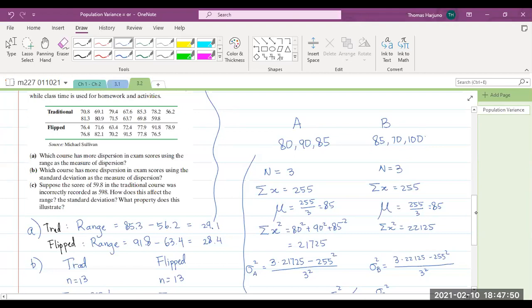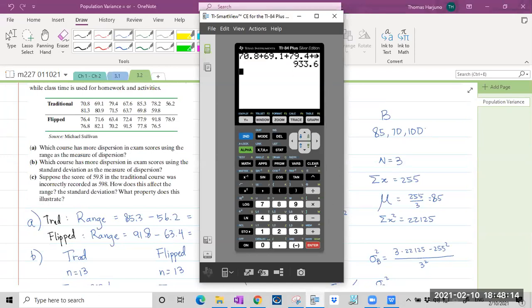Okay, so we already have the sum of x for traditional. I will do the sum of x squared for traditional. 70.8 squared plus 69.1 squared. You know what? Let me do it this way. I will use my online calculator so that you see what I did.